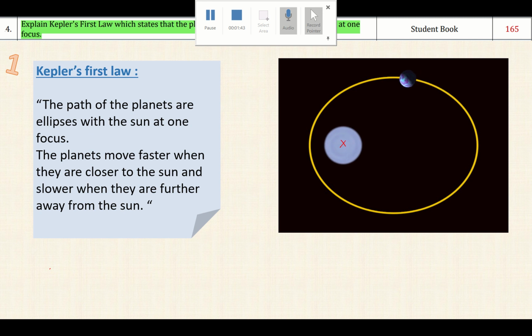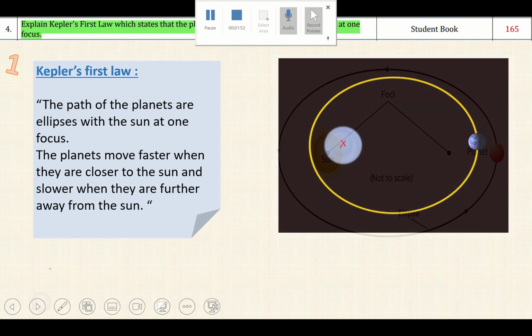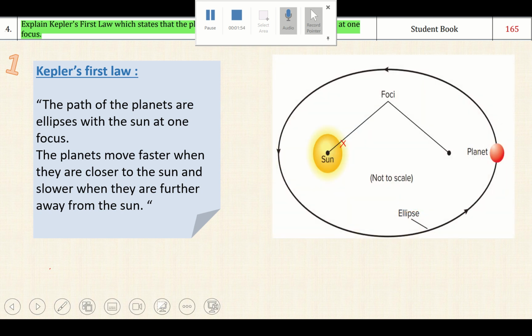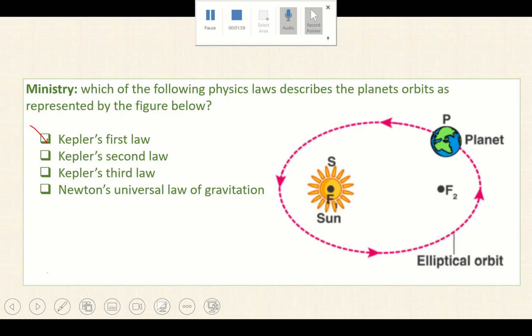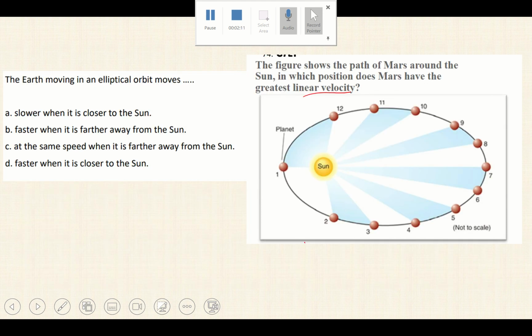And you can see that the speed of the planet increases when it's closer to the sun and decreases when the planet is further away from the sun. And this is the image given to you in the book. Which of the following physics laws describe the planet's orbits as represented by the figure below? You can see that the orbit is elliptical, and hence this is Kepler's first law.